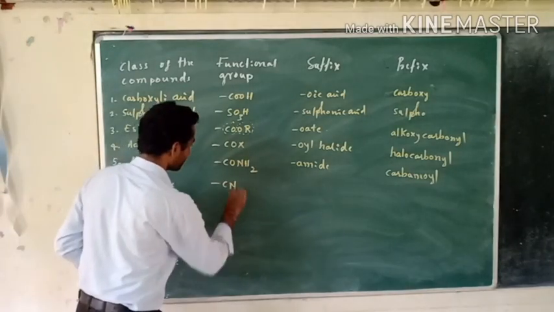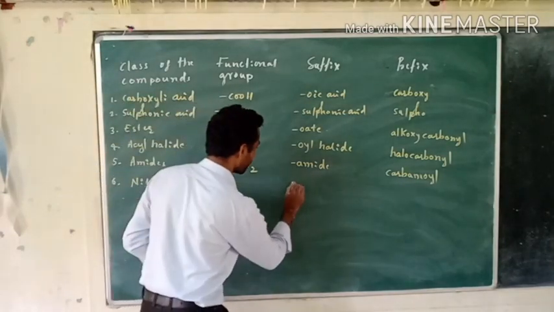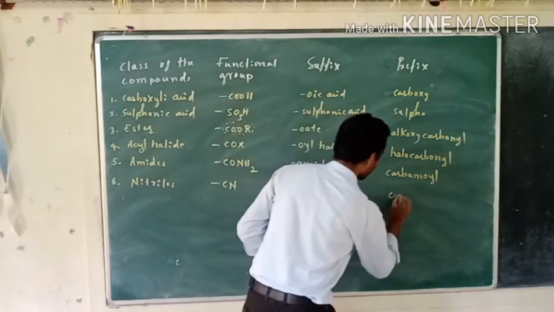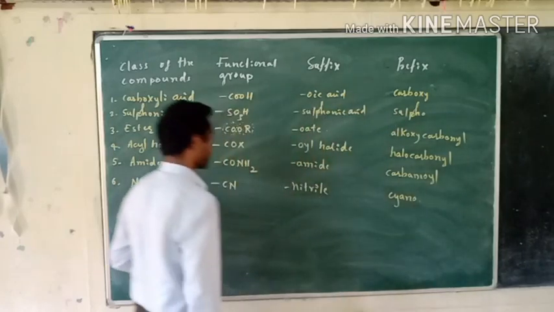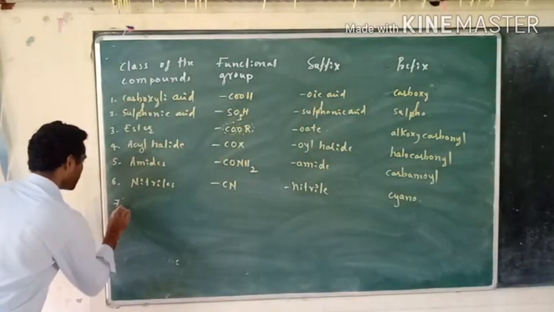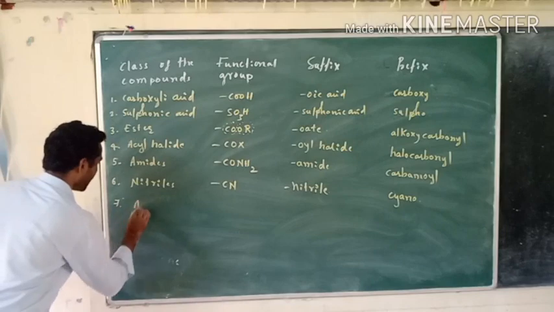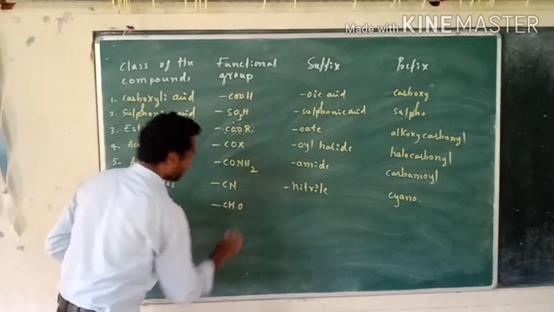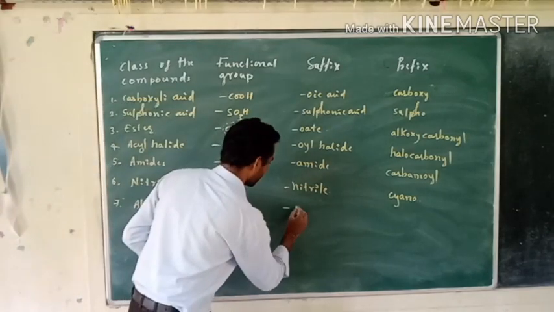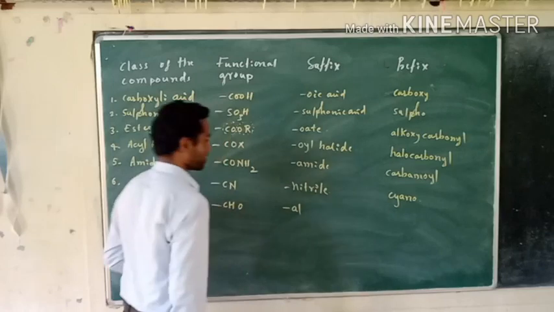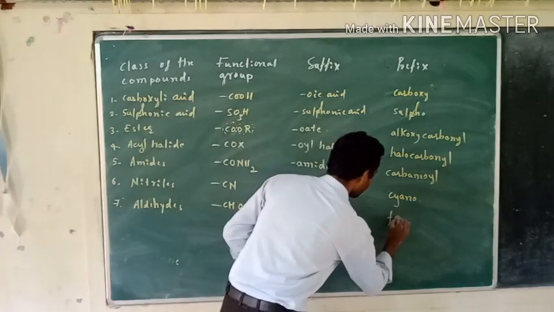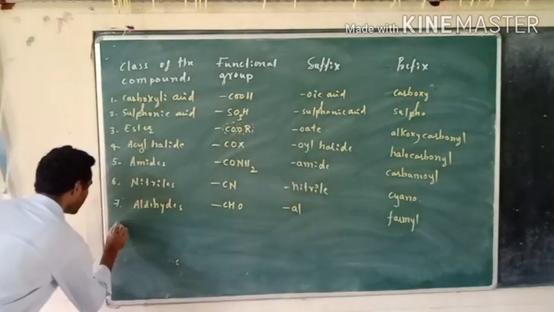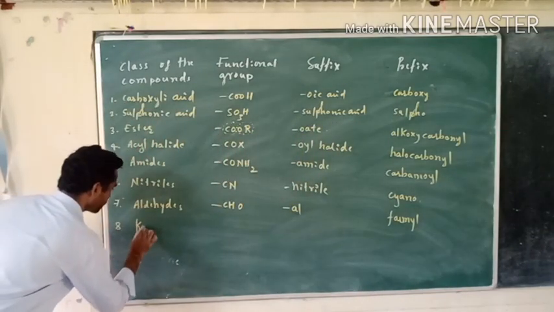The functional group is C triple bond N. So I have to use nitrile as a suffix, cyano as a prefix. So the seventh one is aldehydes. CHO is the functional group. AL I have to use as a suffix, formyl as a prefix. So the eighth one is ketones.